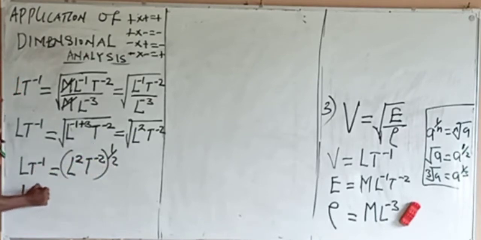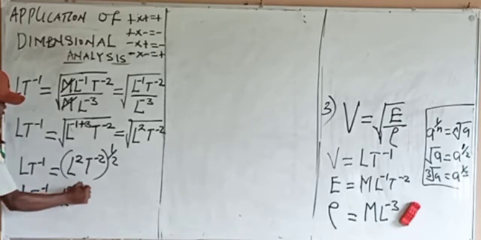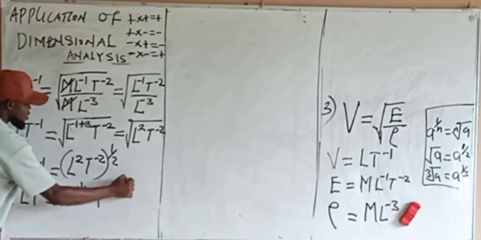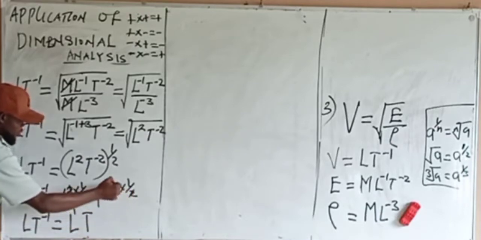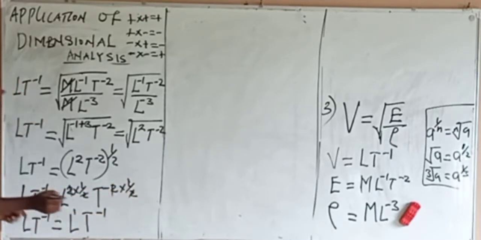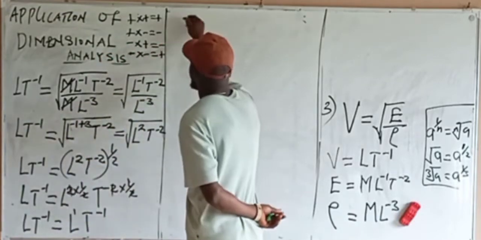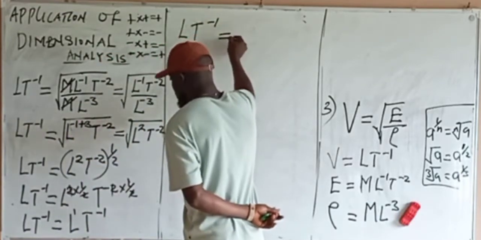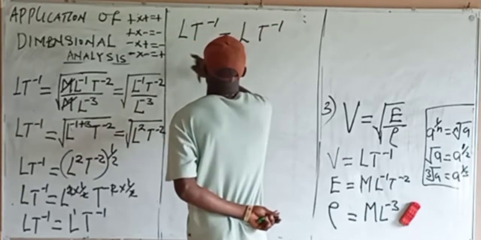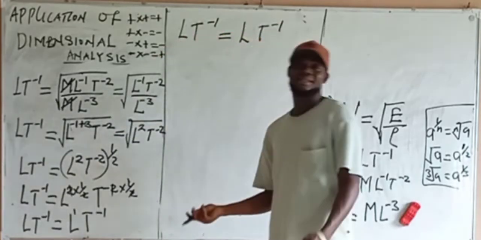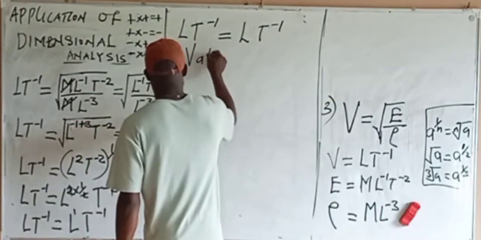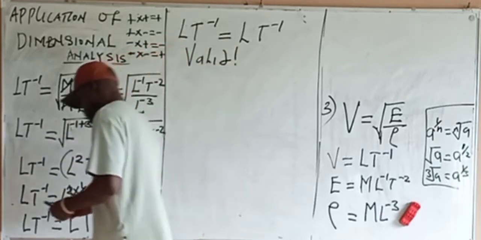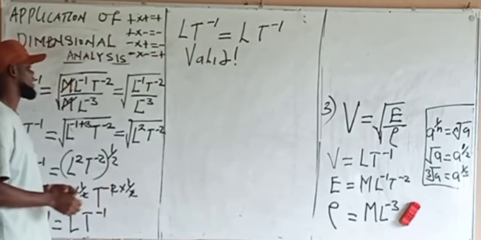We'll be having LT raised to the power minus 1 equals LT squared times 1 over 2, raised to the power minus 2 times 1 over 2. We'll be having LT raised to the power minus 1 equals, these two cancel to have LT raised to the power 1, and the raised to the power minus 2 times 1 over 2 cancels to give minus 1. Minus times 1 equals minus 1. So at the end of the day, I'm going to be having LT raised to the power minus 1 equal to LT raised to the power minus 1. See? Both of them are the same thing at the end. So this shows that the equation is valid. So this particular equation is also valid.